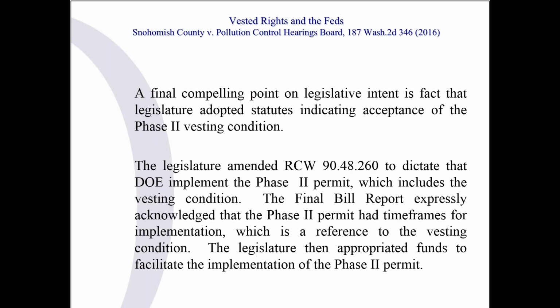And finally, the third piece in the puzzle that the Supreme Court found compelling is that the statutes dealing with the NPDES Phase 1 and 2 permits indicate that the legislature agreed with the vesting clause in there. The legislature amended 90.48.260 to dictate that DOE implement the Phase 2 permit, which includes that vesting condition. And the final bill report expressly acknowledged that the Phase 2 permit had timeframes. Remember that 2020 and 2022 clause I showed you for implementation. So the legislature knew about this vesting clause and still adopted a statute afterwards telling cities and counties, and Department of Ecology, you've got to implement these requirements.